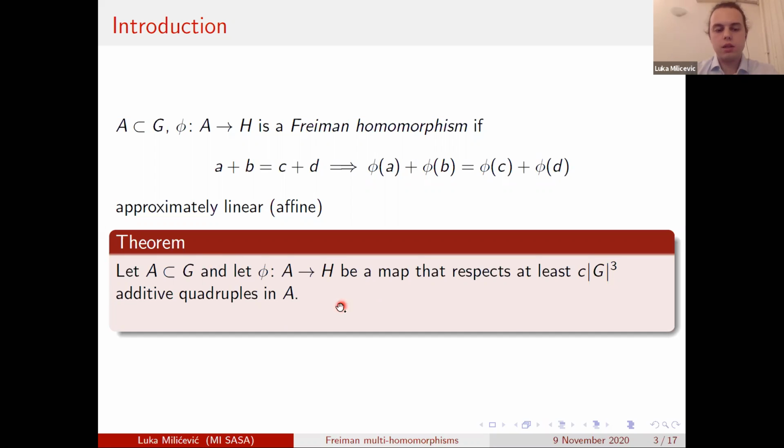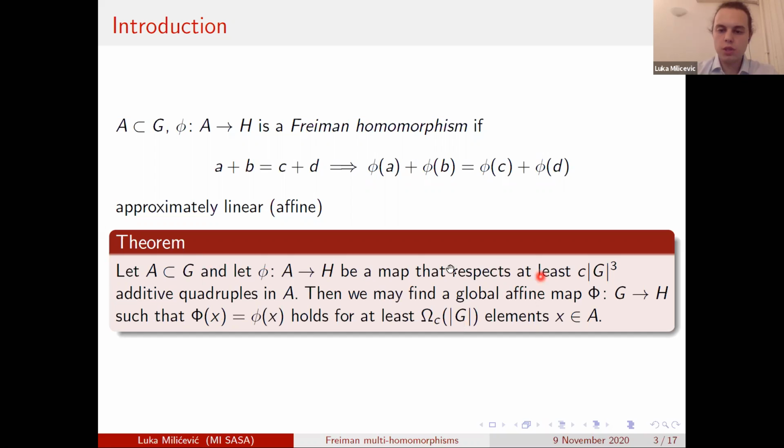In this case, we can conclude that phi necessarily coincides with a global affine map. When I say global, I always mean that the domain is the full space in which one lives. So we get an affine map, big Phi, from the whole vector space G to the vector space H, such that big Phi equals small phi for many elements inside A. This justifies being approximately affine. Whenever you have a map which is approximately affine, in the sense that it respects many additive quadruples, it actually comes from a global affine map.